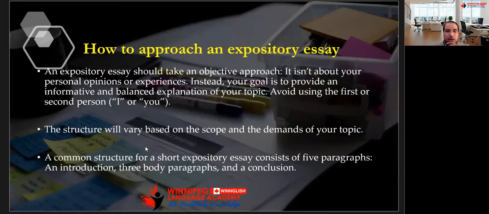I have something here to share with you. Okay. If we have a topic, looking at this statement here, an expository essay should take an objective approach. It's not about your personal opinion or experiences. Instead, your goal is to provide an informative and balanced explanation for the topic. One of the topics might be define the word free speech and explore how it is used today. Okay. Do I need the writer to explain it from their point of view, or how should they approach it?